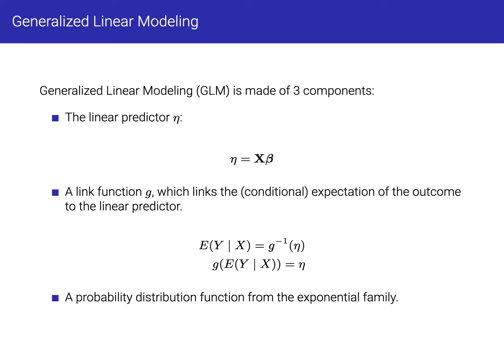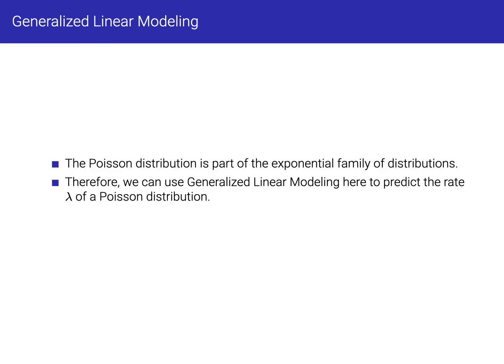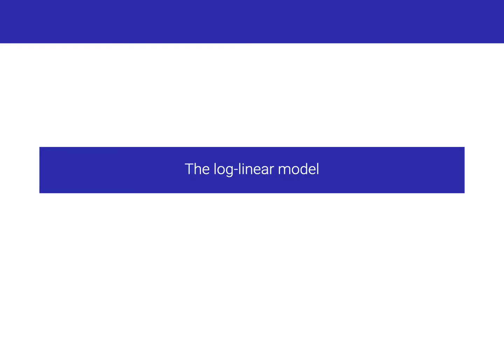So, there's a last component, which is of course very important: we can also use a probability distribution function from the exponential family, which includes the normal distribution, but also other distributions, including the Poisson distribution. The Poisson distribution is part of the exponential family of distributions, meaning we can use it in generalized linear modeling, and we will. And so we're going to talk about the link function now.